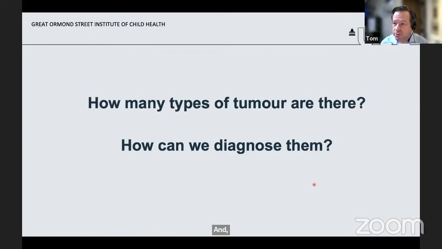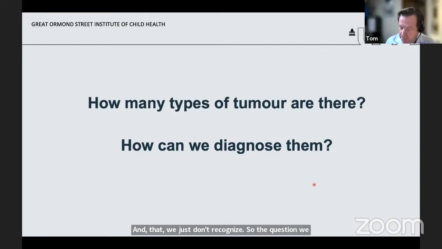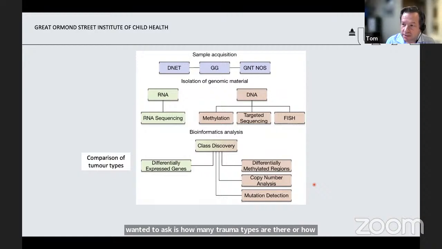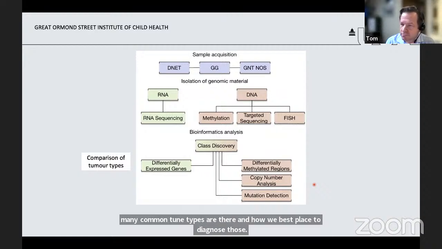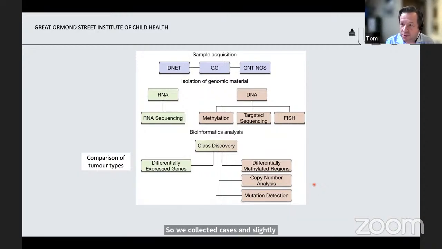So the question we wanted to ask is, how many tumor types are there, or how many common tumor types are there, and how are we best placed to diagnose those? So we collected cases, and slightly differently to most of the previous studies, we included the ones that we could diagnose as a DNET or as a ganglioglioma. We also included all those ones we couldn't diagnose as either, or we weren't confident about. They essentially needed to be glioneuronal type tumours, usually with a history of epilepsy. And we got RNA sequencing data.